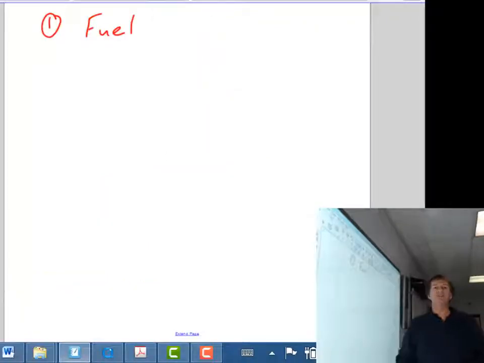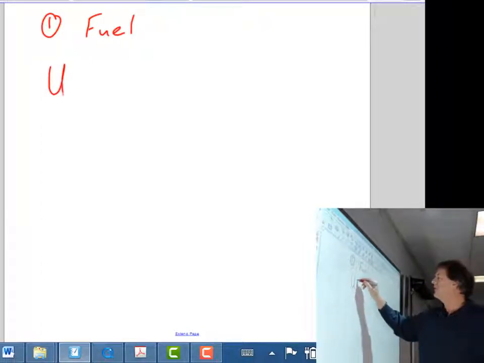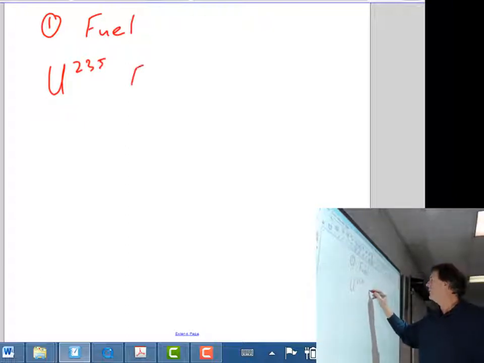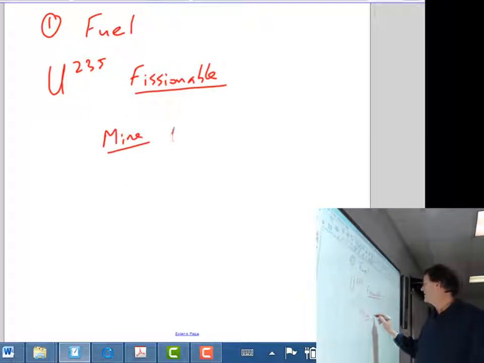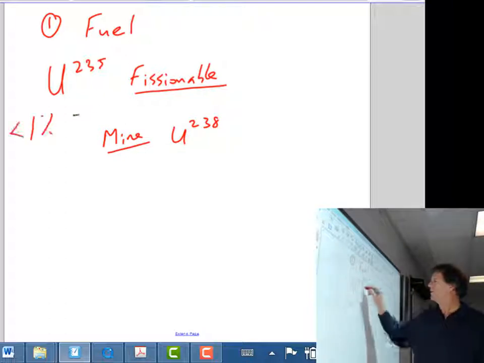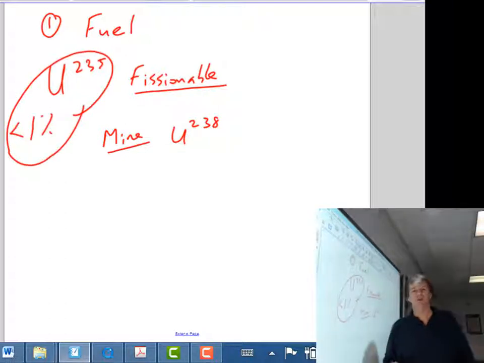So let's look at the fuel you need to use in your nuclear reactor. So we've got to use very large elements there, so they've got large nuclei that are easier to split. So uranium-235 is that fissionable fuel that we want to use. So our problem here is that most of the actual stuff you mine is 238. All right? Less than 1% would be this 235 in this natural uranium that you actually mine.